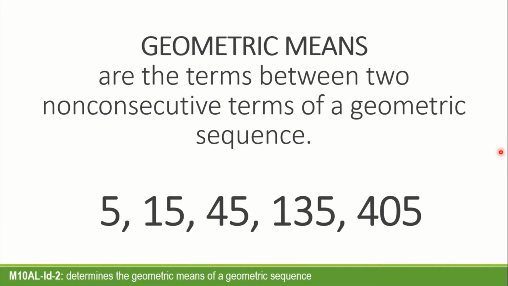So let's say for example we have 5, 15, 45, 135, and 405. So we say that 15 is the geometric mean between 5 and 45. O kaya naman, 45 and 135 are the geometric means between 15 and 405. Pwede rin namang 15, 45, and 135 are the geometric means between 5 and 405. So how do we find the geometric means between given two terms of a geometric sequence?